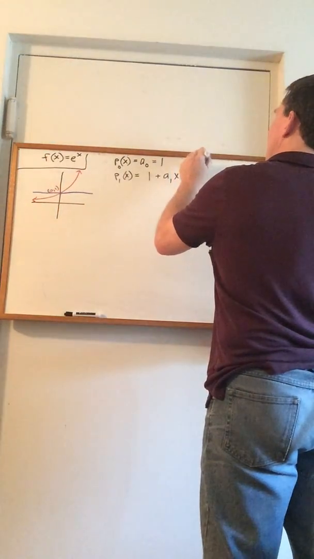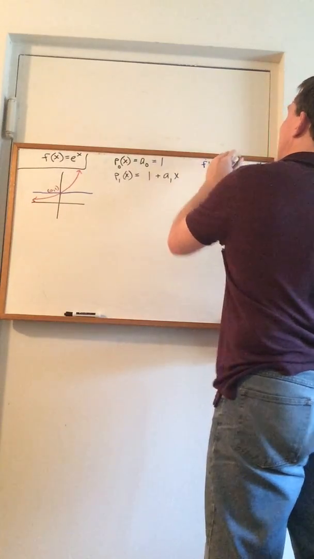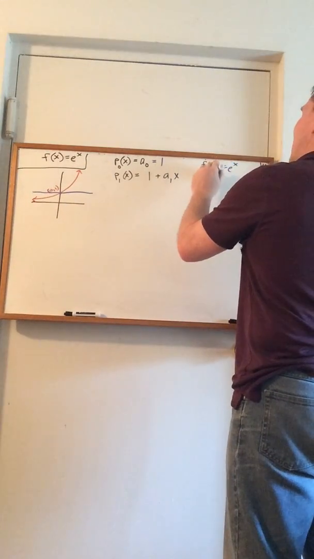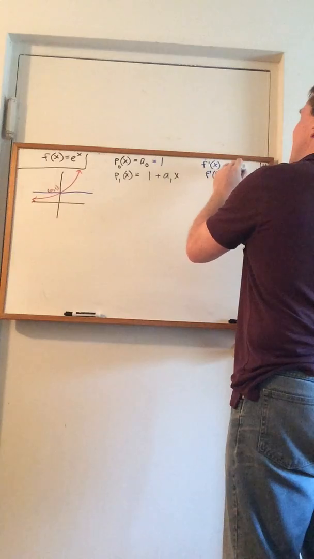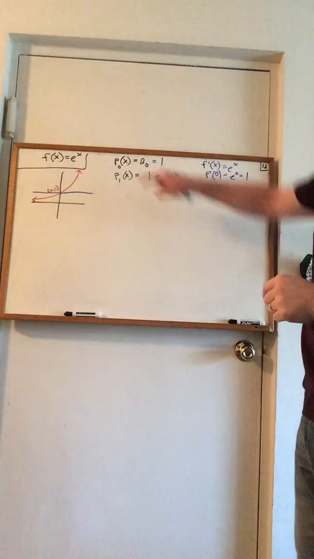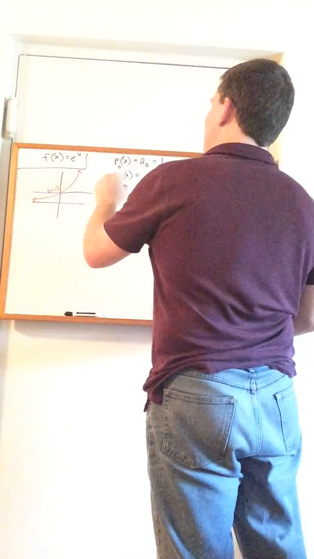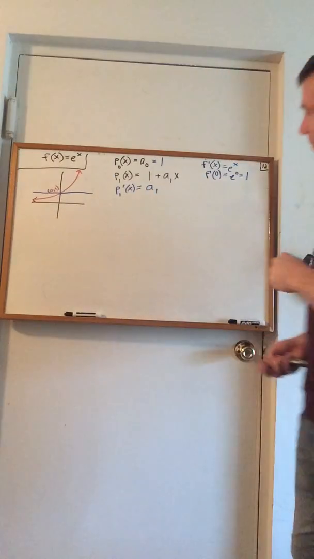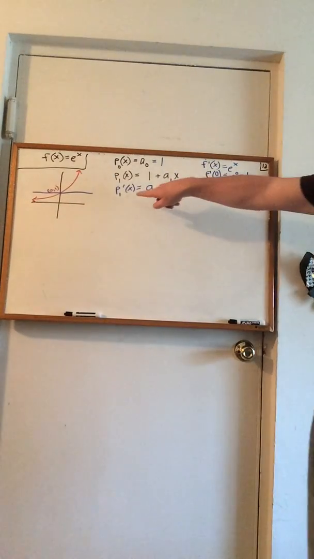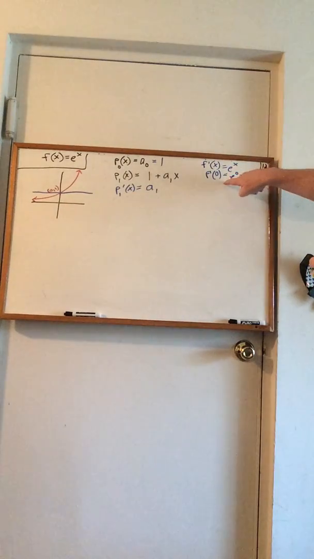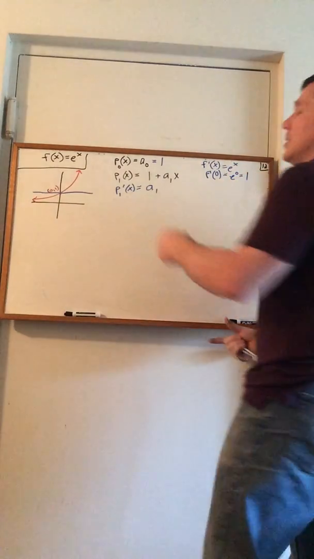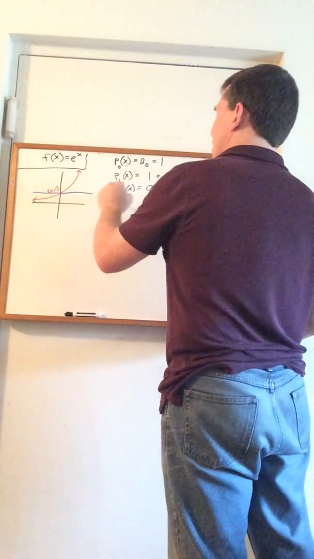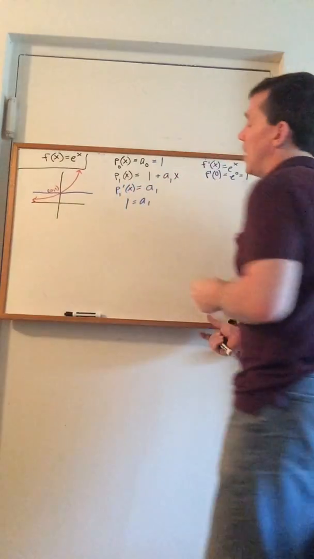For f of x, f prime of x is just e to the x again. And since I care about the value of the function right around 0, I know that f prime of 0 equals e to the 0, which is 1. Now take the derivative of this. So I get p sub 1 prime of x, derivative of the constant goes away, that's just a sub 1. But now I want the derivative to agree at this point right here at 0. So let's see. At f prime of 0, I want 1. So 1 has to equal a sub 1.